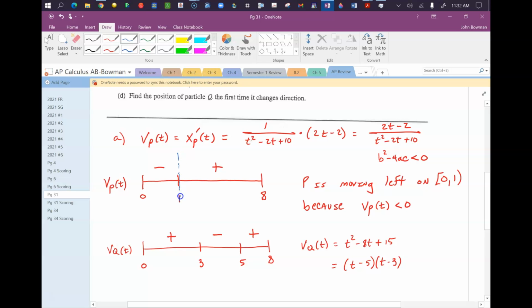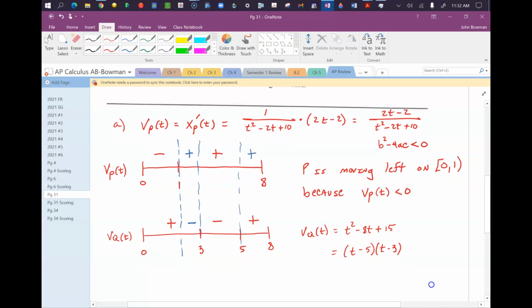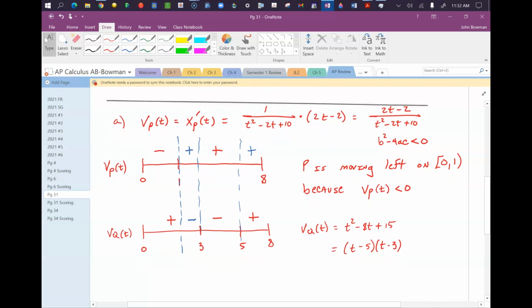This is why I like lining them up, because I can draw these vertical lines and look at the various time intervals and see where they are equal. So the first thing we're going to do is figure out where they're equal. Positive, negative, and positive, positive. So the particles are traveling in the same direction anywhere their velocities have the same sign.